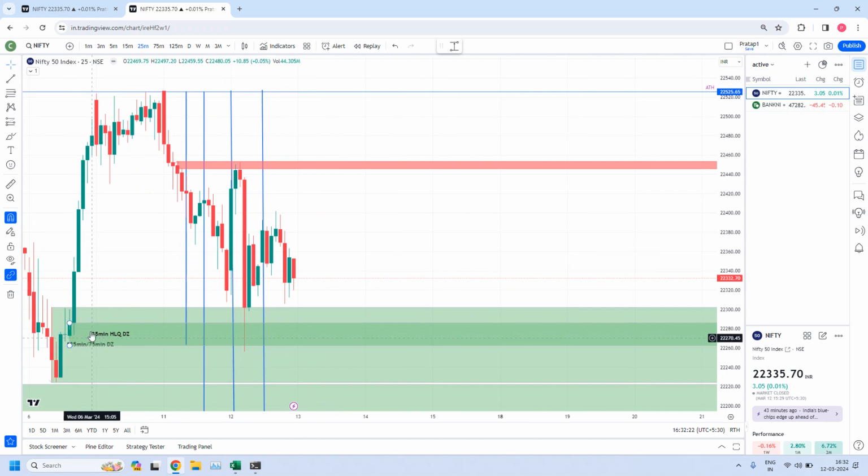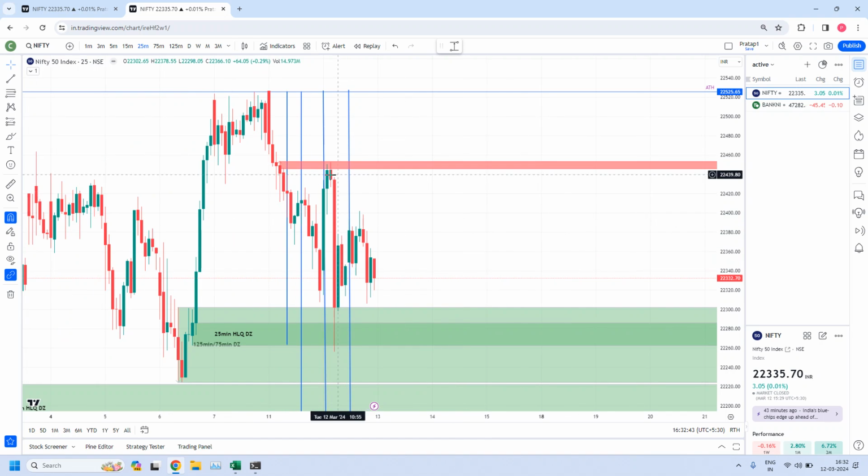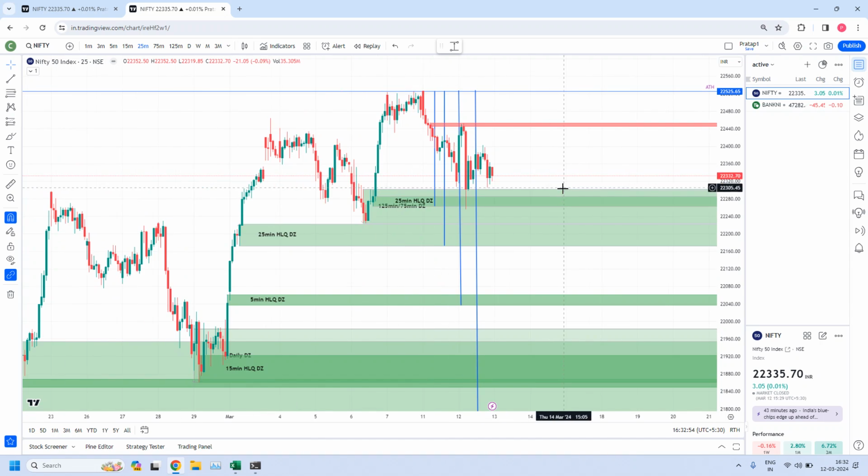See here, this 25 minutes high liquidity zone is within the 125 or 75 minutes demand zone. Both are high liquidity zones. Just imagine if you would have taken a trade in the 25 minutes high liquidity demand zone, you are within the trade. And after that it gave you another 115 points move. Already it gave you 160 points from the supply zone to this 25 minutes high liquidity demand zone target. Now again from here it has given another 115 points move.